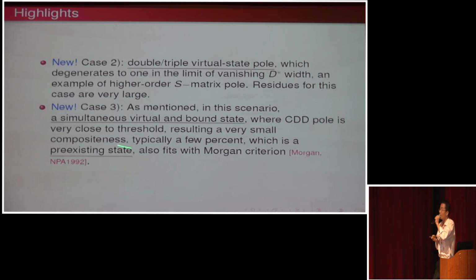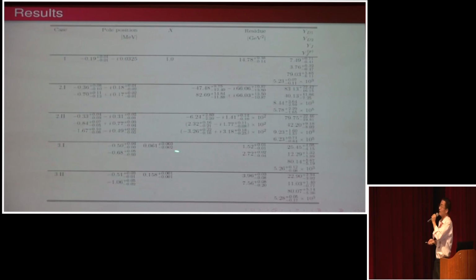We also find that this conclusion agrees with Morgan. Morgan is a collaborator of Pennington in JLab, and the Morgan criterion states that if there's a pole in both the first and second Riemann sheets, the compositeness is very small. Most probably, it's a pre-existing state. In our case, we quantify this to be around 10%.